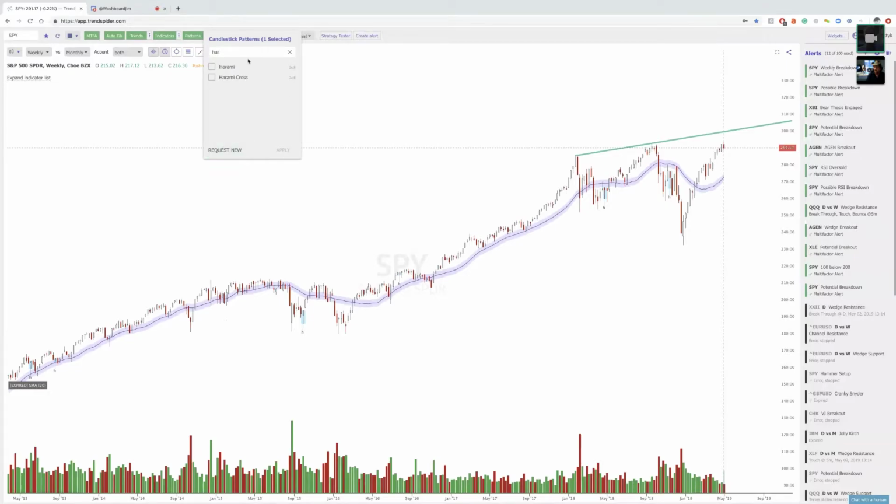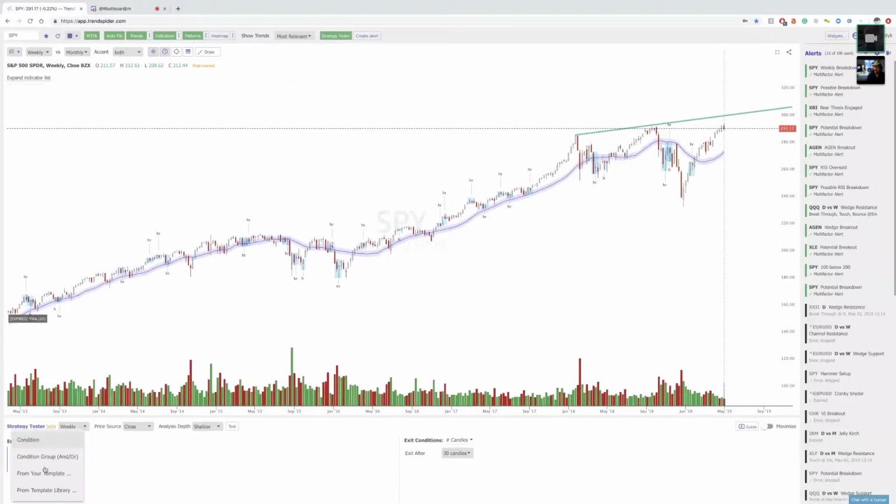Harami. Case here. And so we will find all the different haramis on the chart. And so we can see the bullish ones, we can see the bearish ones. And to take that a step further, we can also do the strategy tester and then go and test the different candles to see how they've performed.